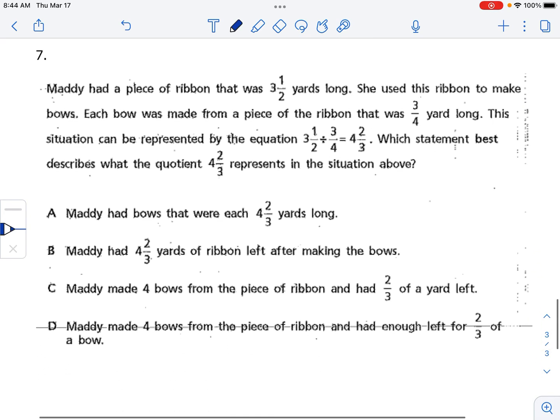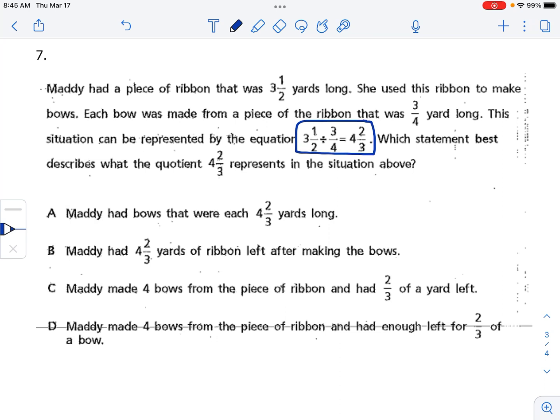All right, number 7. So Maddie has a piece of ribbon that's 3 1/2 yards long. Each bow requires 3/4 yard long, and we're using this division sentence to solve it. All right, when we ask how many 3/4 we can make out of 3 1/2, each of the bows we're making is 3/4 yards long. So the 4 2/3 tells us how many bows can be made. It's not how many yards are left over, nothing with the distance.